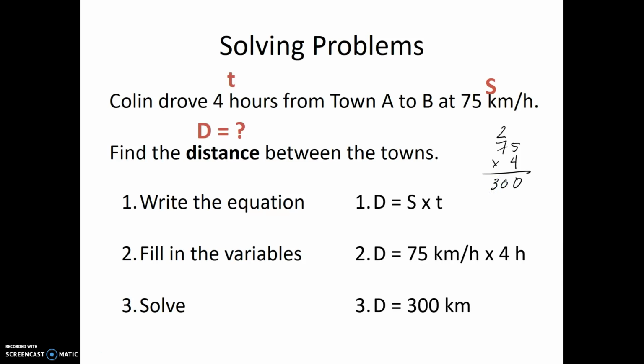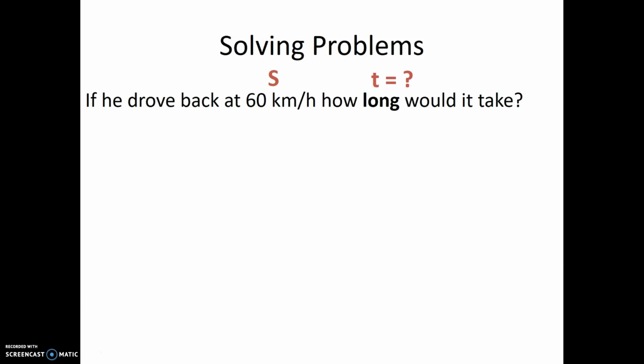Okay? So let's take a look at part B now. So if he drove back at 60 kilometers per hour, how long would it take? Okay, what's our distance? We just found it out in part A. So let's go ahead and write it here. Our distance, remember, was 300 kilometers.